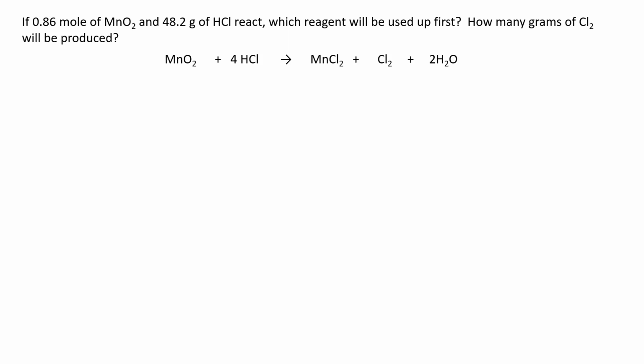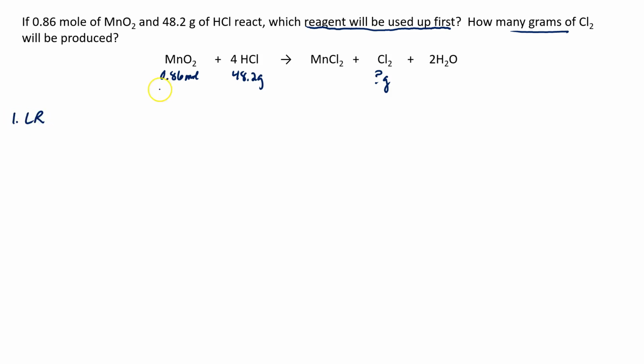So we have a balanced chemical equation, and they tell us that we have 0.86 moles of this manganese(IV) oxide and 48.2 grams of HCl. They want to know which reagent will be used up first. Well, in other words, they want to know what is the limiting reagent, and then they also want to know how many grams of chlorine are produced. So let's figure out the limiting reactant.